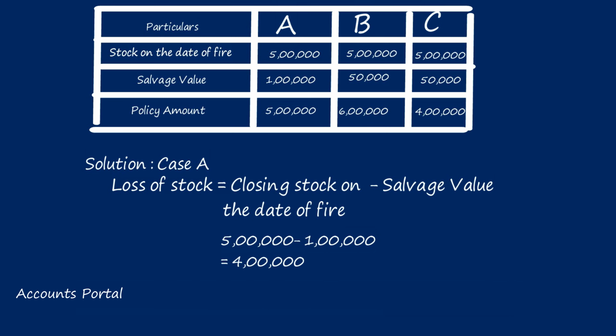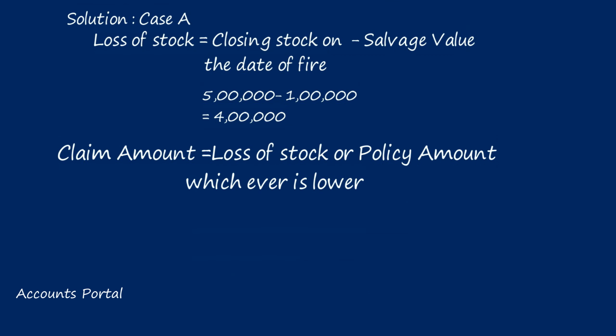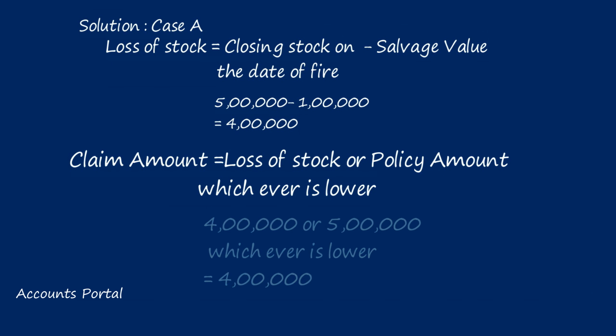Whenever the average clause is not applicable, the claim amount will be loss of stock or policy amount, whichever is lower. So loss of stock 4 lakhs and the policy amount 5 lakhs. Which is lower? 4 lakhs or 5 lakhs? 4 lakhs is the lower amount. The claim amount in case A is 4 lakhs.